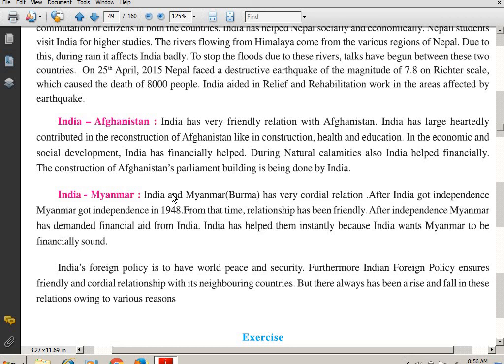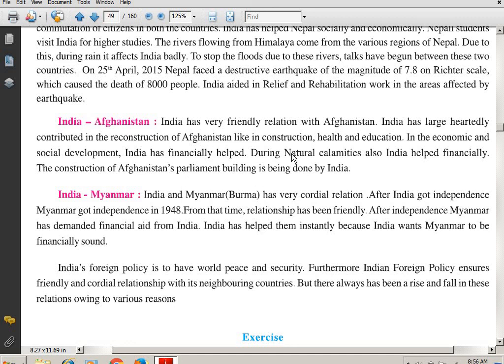So see students, India has helped Bangladesh, India has helped Nepal, India has helped Sri Lanka, India is helping Afghanistan. Though we are not a fully developed country, though we come under the developing countries, still we are helping the people. In which way?